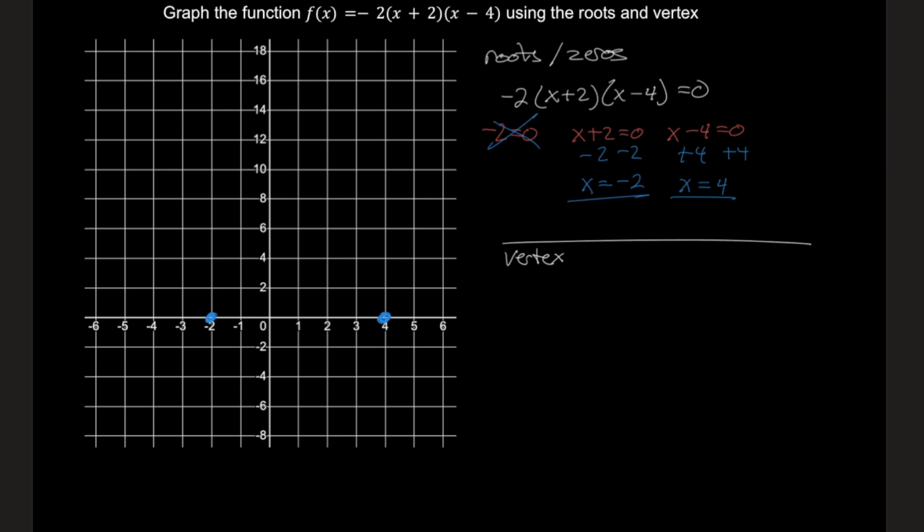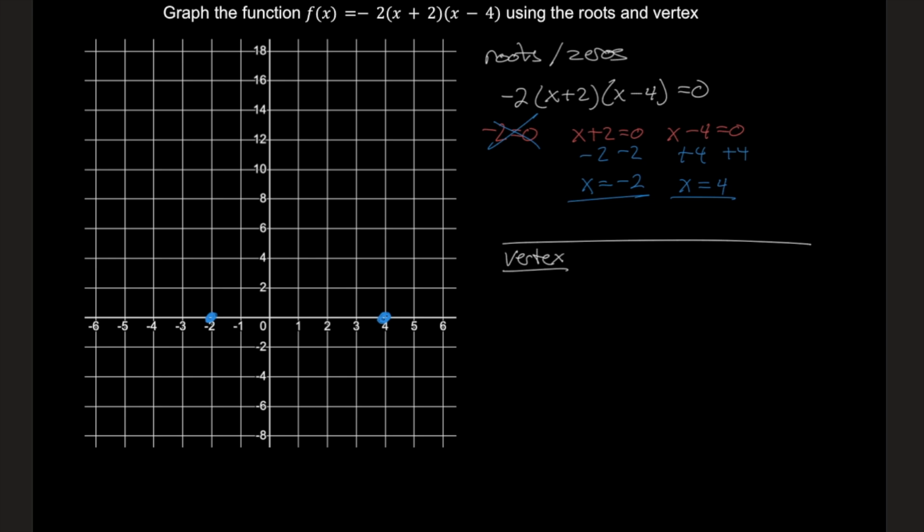Now for the vertex, it's a little bit different when we are using factored form. When we had it in vertex form, we could use transformations. In standard form, we had a formula to find the axis of symmetry, which we then plugged back in to find the y value for the vertex. But in factored form, we have to approach it a different way. We could always rewrite it in standard form, but there's a way to do it here.